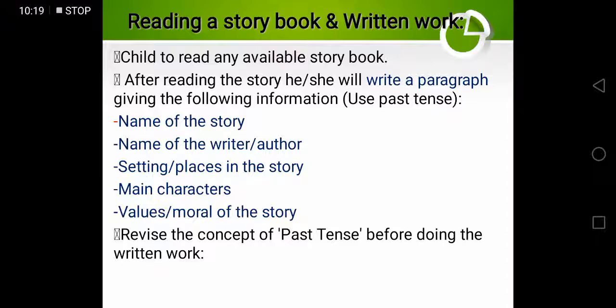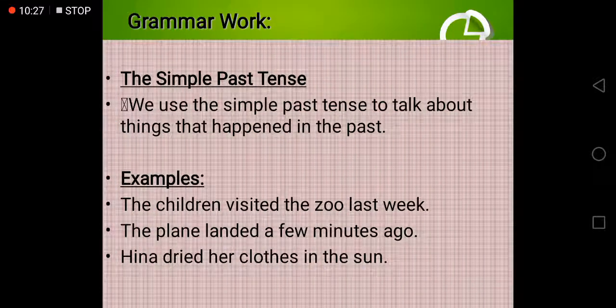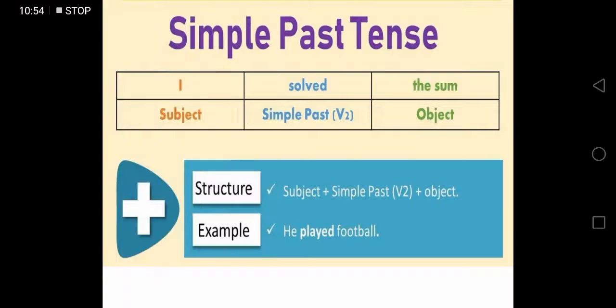Let's revise the concept of past tense because you only have to use past tense for the review. The simple past tense. We use the simple past tense to talk about things that happened in the past. For example, the children visited the zoo last week. The plane landed a few minutes ago. Hina dried her clothes in the sun. So these all activities happened in the past and they started in the past and ended in the past. This is very important for the simple past tense concept.